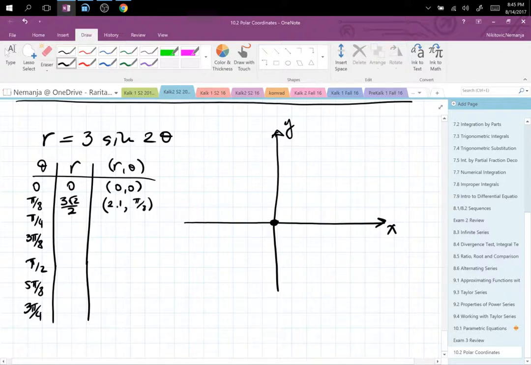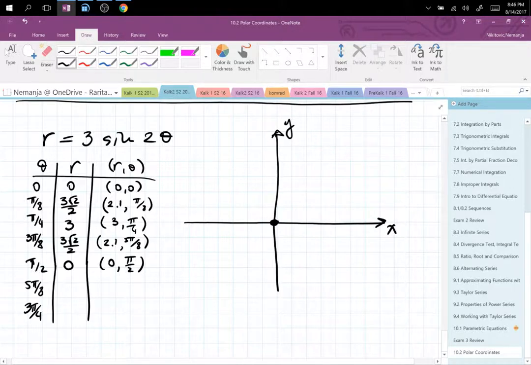When I plug in pi over 4, I get sine of pi over 2. Sine of pi over 2 is how much? 1. So I'm getting 3. So this is 3 and pi over 4. Then 3 pi over 8. Sine is positive in the second quadrant and all of that kind of stuff. We're going to have 3 root 2 over 2. So we're having, again, 2.1, 3 pi over 8. Sine of pi over 2 times 2 is sine of pi, which is 0. We're having another 0. Pi over 2.